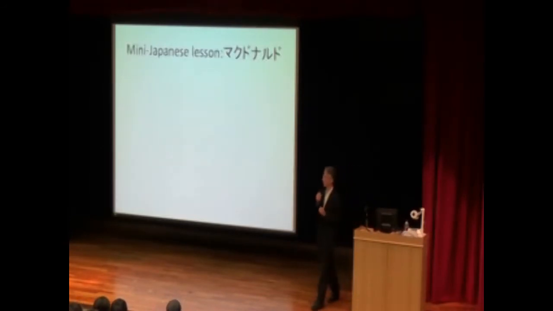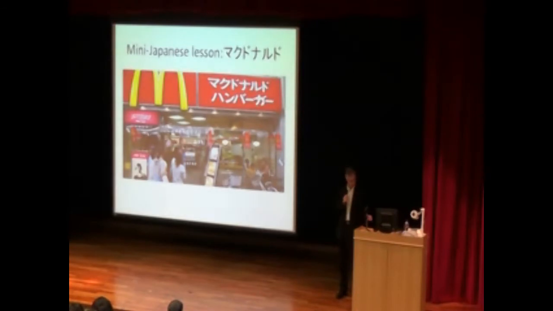So we're going to do a mini Japanese lesson, is that okay? Let's read together. Ma, ku, do, na. Now this one here is difficult because it's a sound you don't have in Chinese, or we don't have it in English, but it's like a da, da, da, like a soft D. So do, do, do, do. Makudonarudo. And if you say it really fast, you've got Makudonarudo.